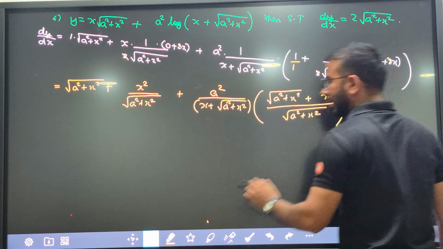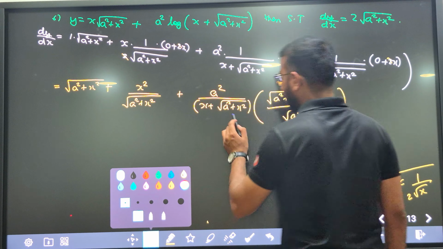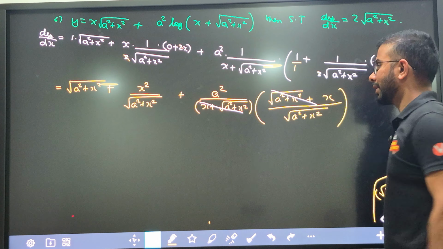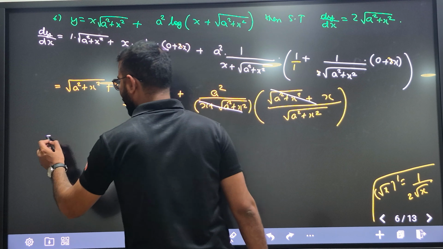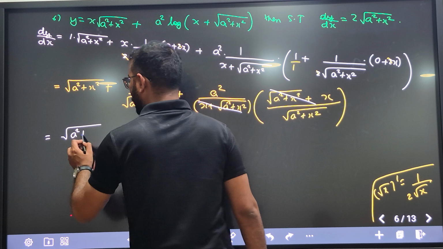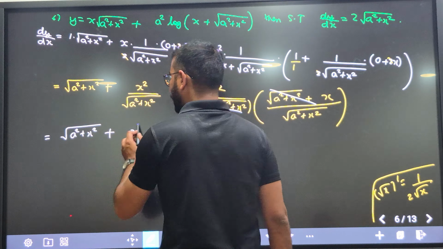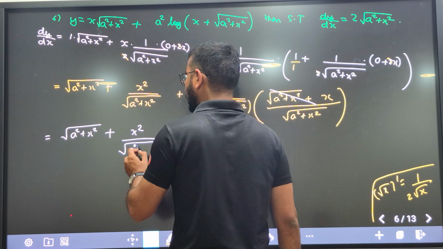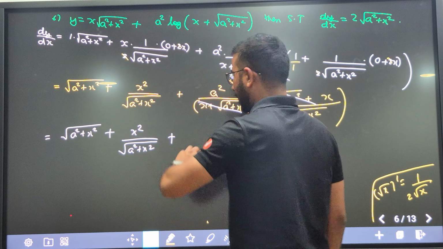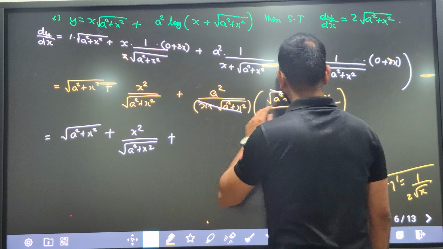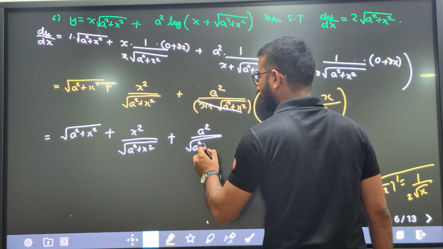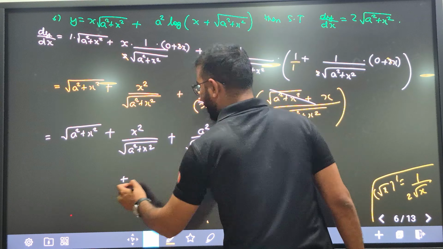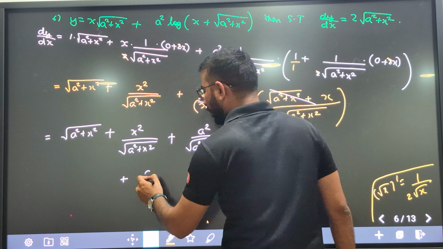Hope you are now able to see what is the next step. Both of these will get cancelled. So what we are left with is plus a square, this will get cancelled, so this is a square upon. Now this can be written as x square plus a square or a square plus x square.